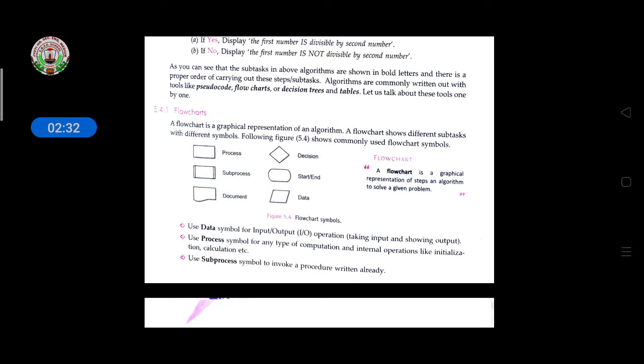As you can see, the subtasks in the above algorithms are shown in bold letters, and there is a proper order of carrying out these subtasks. Algorithms are commonly written out with tools like pseudocode, flowchart, or decision trees and tables. Let us talk about these tools one by one. So first we will discuss the flowchart. A flowchart is a graphical representation of an algorithm.